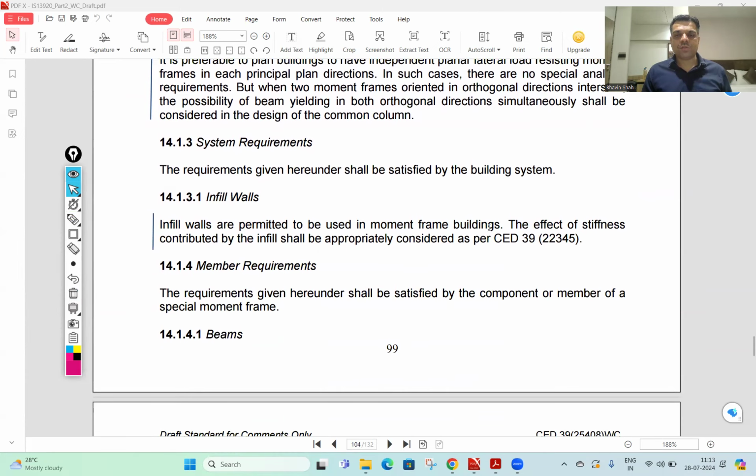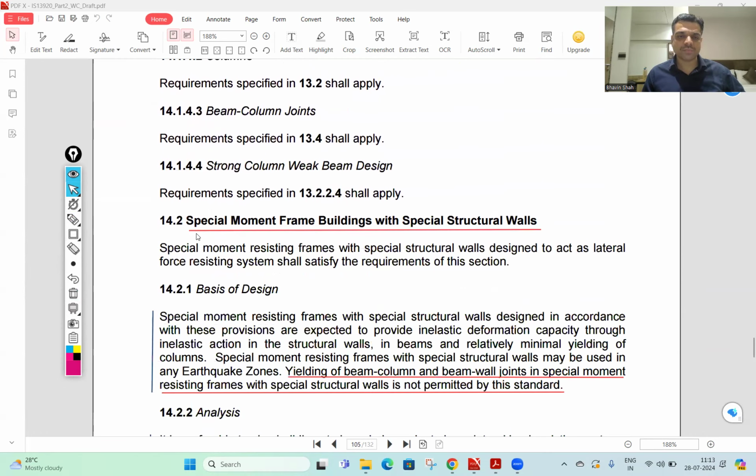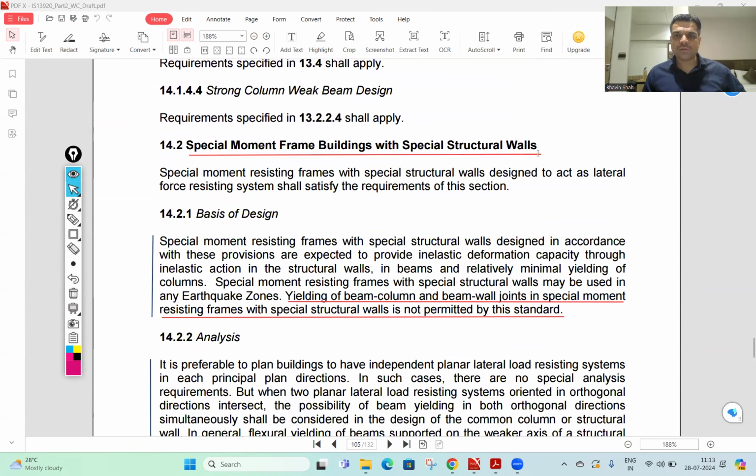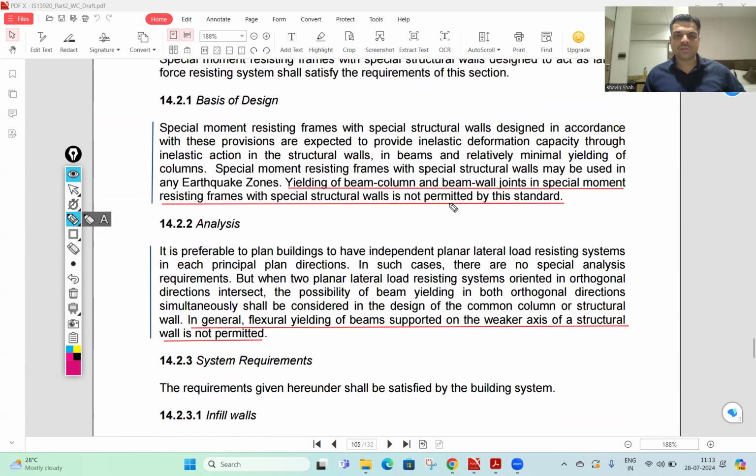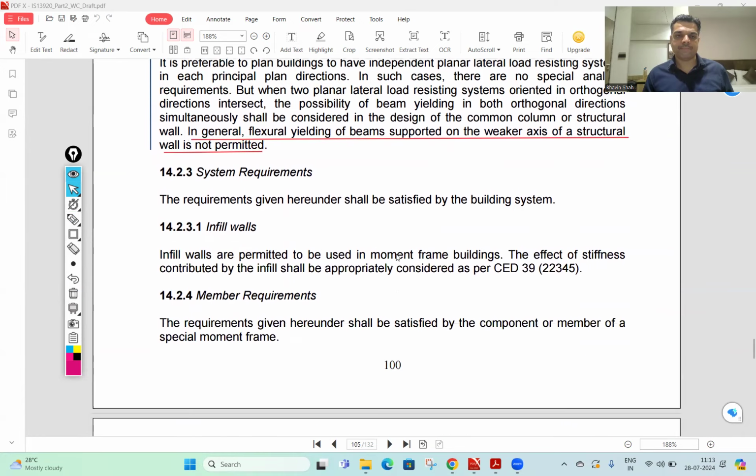Infill walls are permitted to be used in moment frame buildings. The effect of stiffness contributed by the infill shall be appropriately considered as per CD 39. Special moment frame buildings with special structural walls. Here it says that the yielding of beam column and beam wall joint in special moment resisting frame with special structural walls is not permitted by this standard. And in general, the yielding of beams supported on the weaker axis of a structural wall is not permitted.